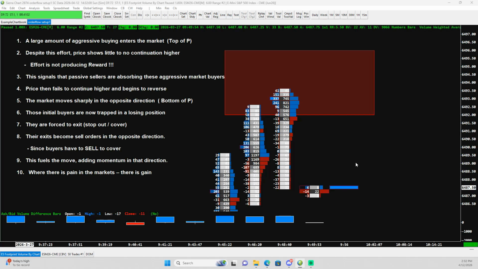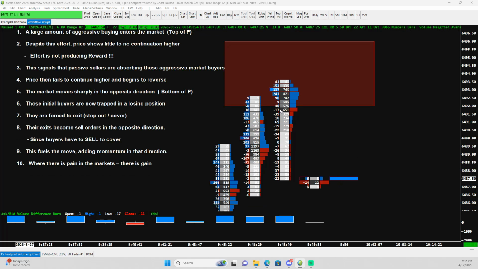Okay, so at this point, we can talk about two things that are going on within the auction. The first is that we can now safely assume, based off of this downside reaction, that these passive sellers are successfully absorbing against these aggressive market buyers. And so that is quite powerful information within itself.